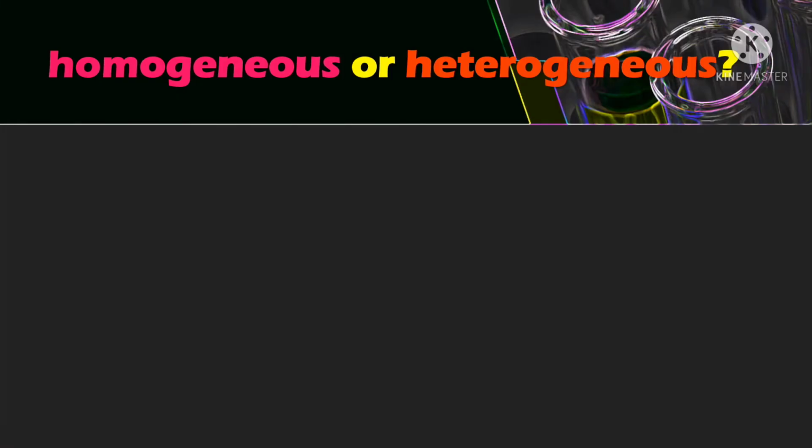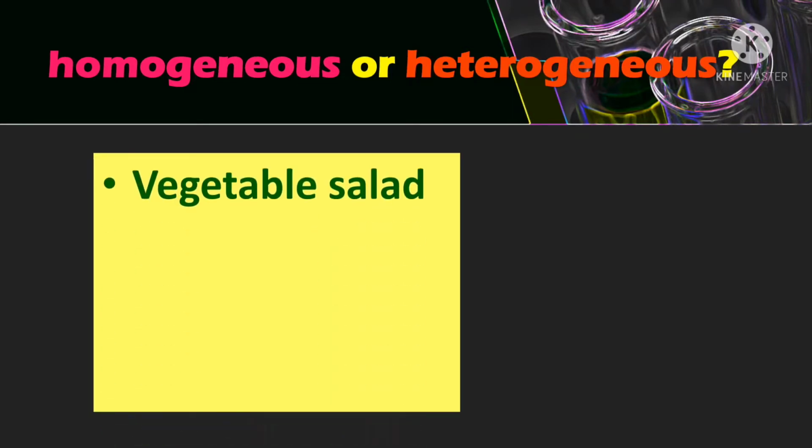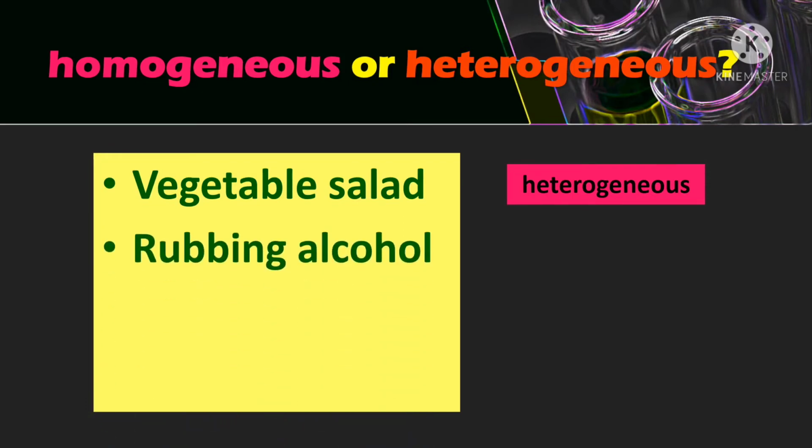Let's address the problem. Classify each of the following as homogeneous or heterogeneous mixture. Vegetable salad. It is heterogeneous. It is composed of different vegetable slices and leaves which are still distinguishable from other components. Rubbing alcohol. It is homogeneous. Rubbing alcohol is composed of alcohol, water, and scents.